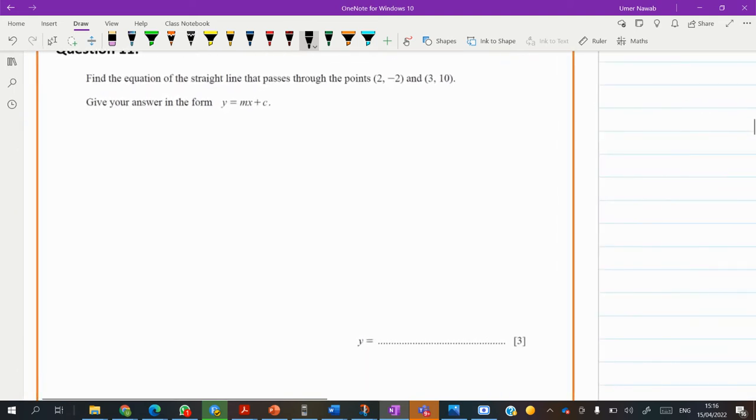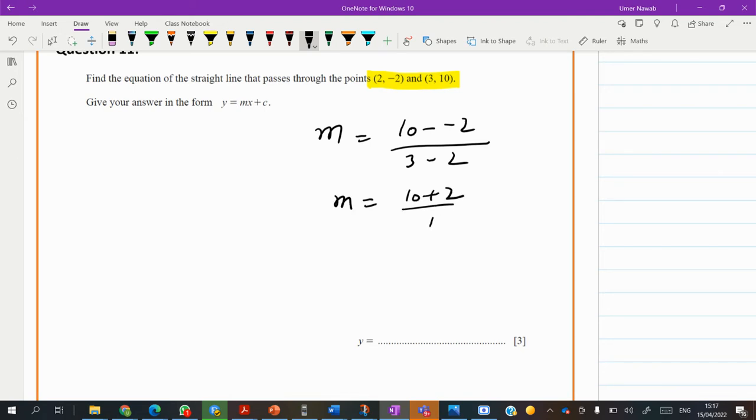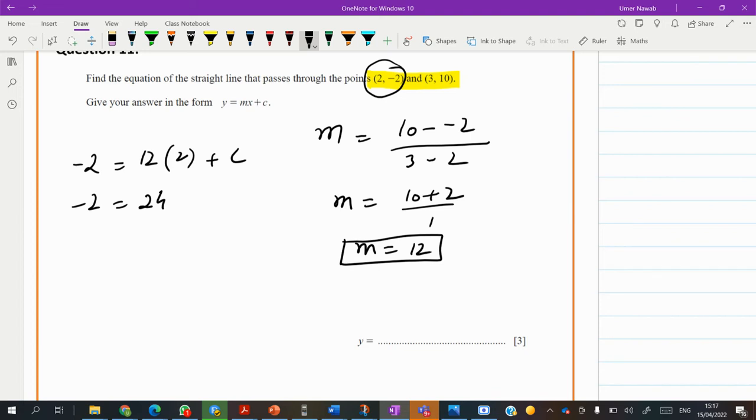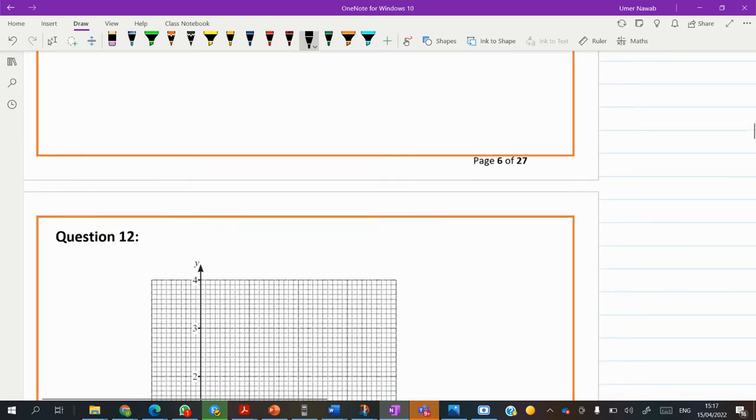Next. The line is passing through the 2 points. We need to find the gradient first. So gradient is equal to 10 minus minus 2 over 3 minus 2. M is equal to 10 plus 2 over 1. So M is equal to 12. M is found. Use one of the points. I'm going to use 2, minus 2. So minus 2 is equal to 12 times 2 plus C. Minus 2 is equal to 24 plus C. C is equal to minus 2 minus 24, which is minus 26. So Y equals 12x minus 26 is the equation of a line.